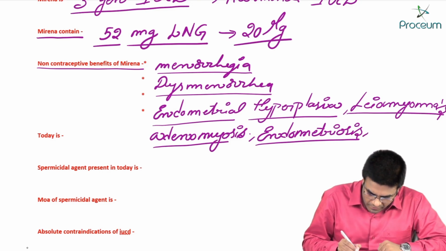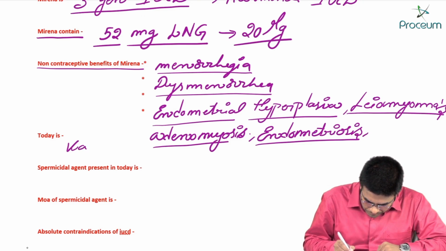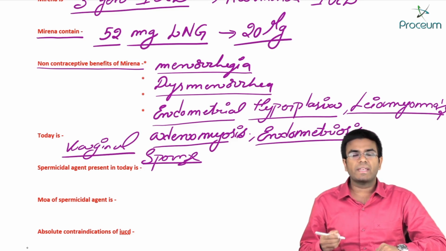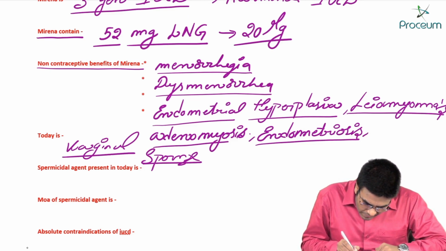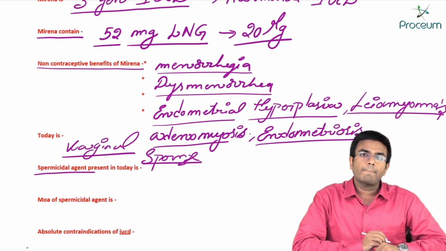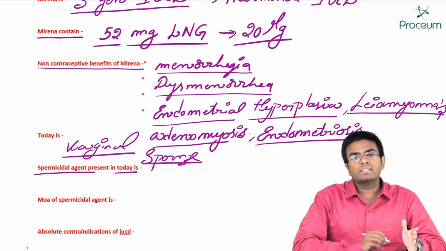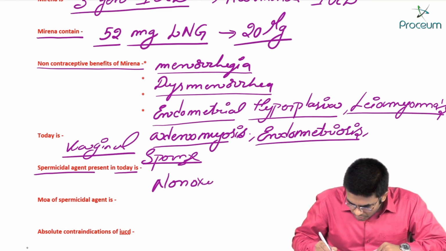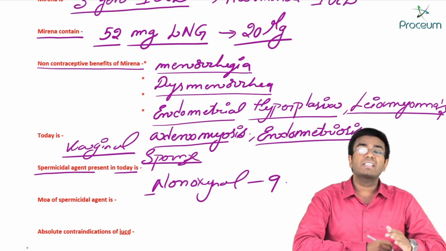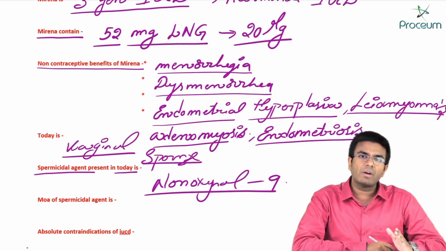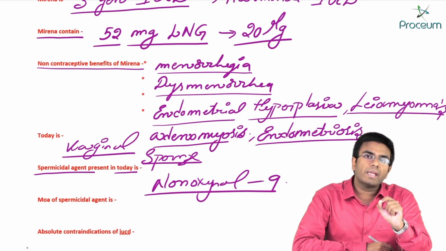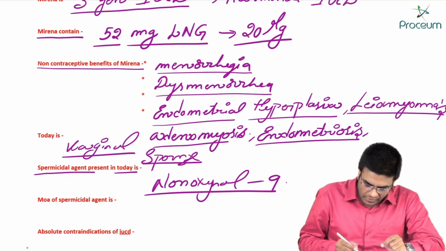Now, Today. Please don't just answer today's date. Today is a vaginal sponge which is used as a barrier method. What is the spermicidal agent present in Today? The spermicidal agent present in Today is nonoxynol-9, which kills the sperms. If someone asks you what is the mechanism of action of these spermicidal agents, that is nonoxynol-9, these spermicidal agents will cause the rupture of the cell membranes of the sperms. Okay, so this is the mechanism of action. Please keep that point in mind.